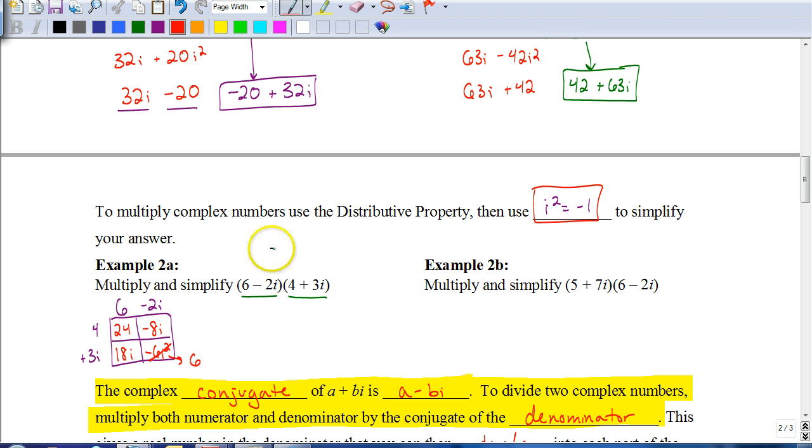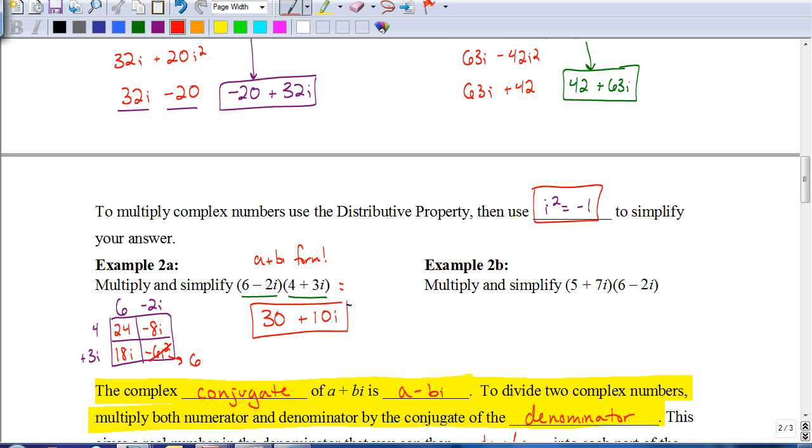So now I want to put these in a plus bi form. To do that, I would add my like terms. Well, 24 and 6, if you notice, are diagonally across from each other. 24 and 6 give me 30. And if I add together my other like terms, they're also diagonally across from each other. 18i minus 8i gives me 10i. And this is in a plus bi form, so my answer would be 30 plus 10i.